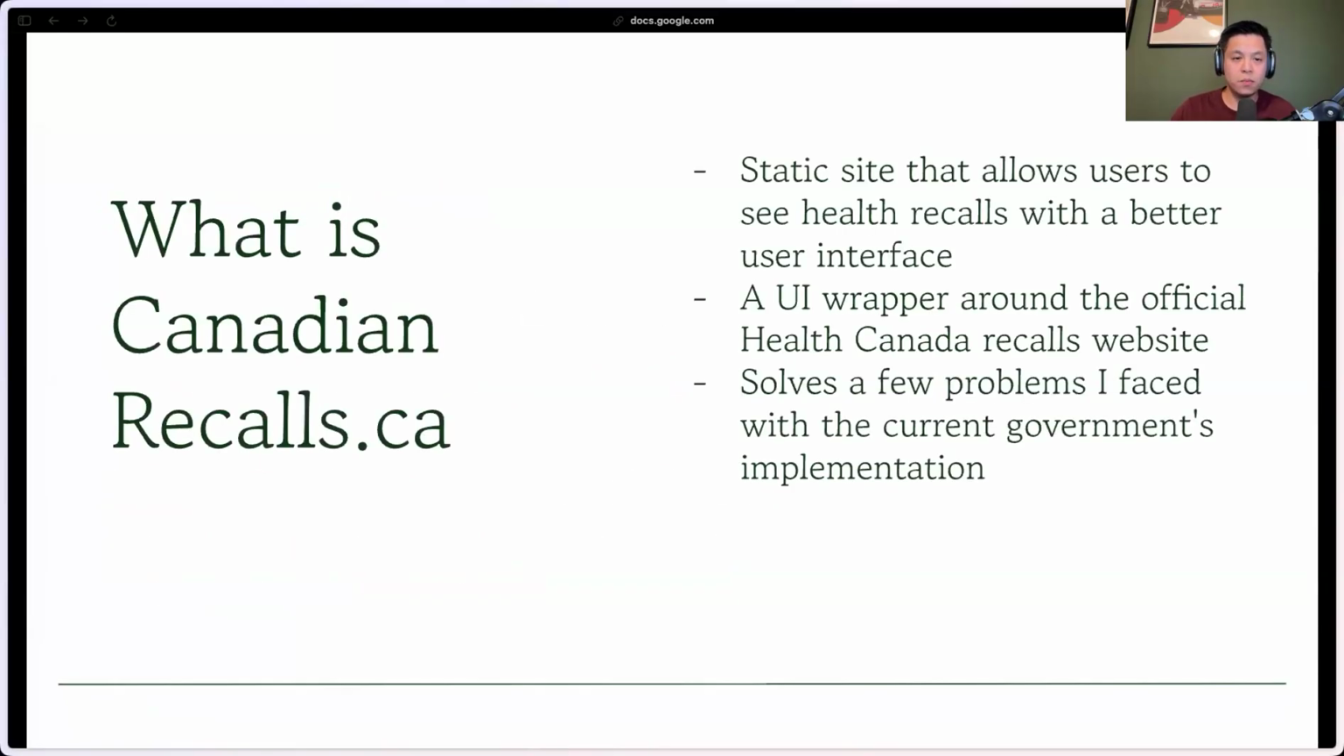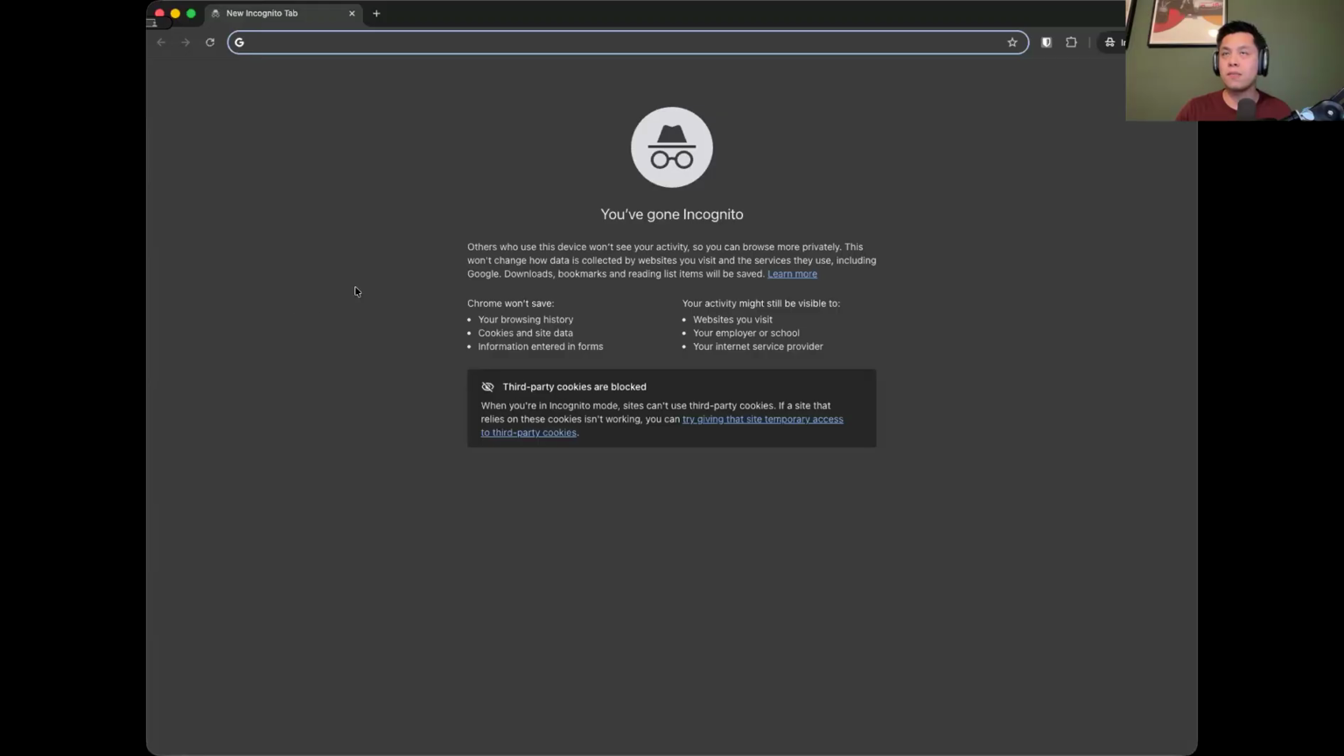All right. So, what is Canadian Recalls? Simply put, it's basically a static site that allows users to see health recalls in a better user interface. It's just a UI wrapper around the official Health Canada Recalls website. And it solved a few problems that I face with the current government's implementation. Before I go through the pain points, it might just be easier for me to show you what the pain points were.